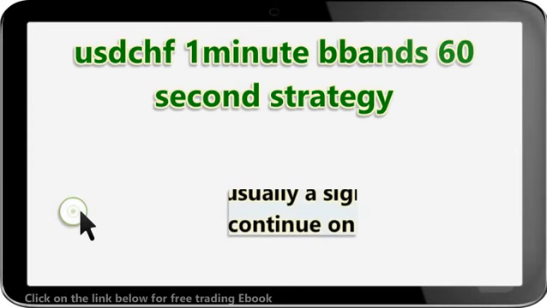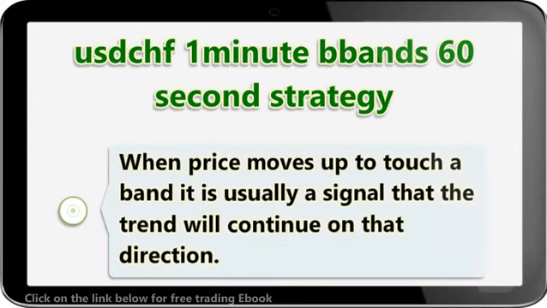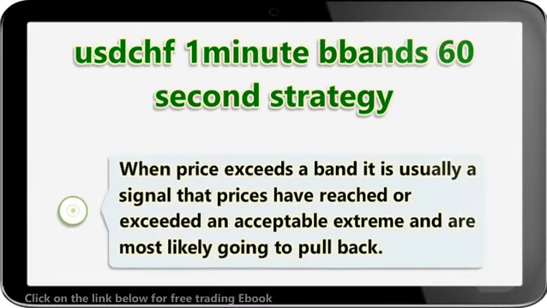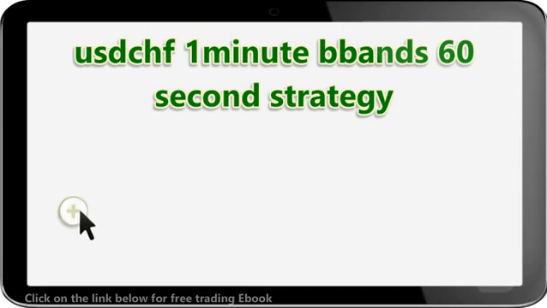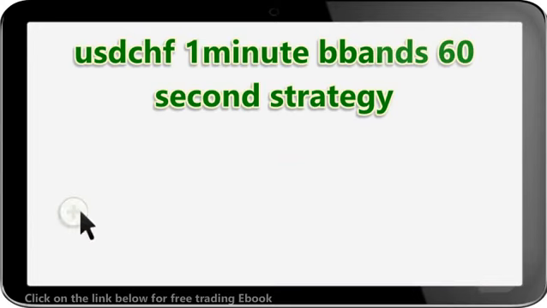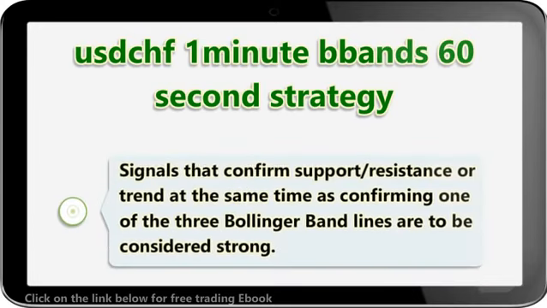When price moves up to touch a band it is usually a signal that the trend will continue in that direction. When price exceeds a band it is usually a signal that prices have reached or exceeded an acceptable extreme and are most likely going to pull back. Candlestick signals that occur on or at a Bollinger Band are to be considered confirmations of the band. Signals that confirm support, resistance or trend at the same time as confirming one of the 3 Bollinger Band lines are to be considered strong.